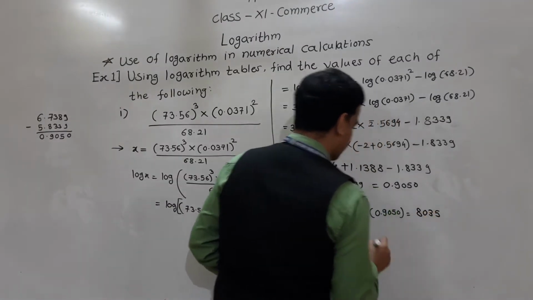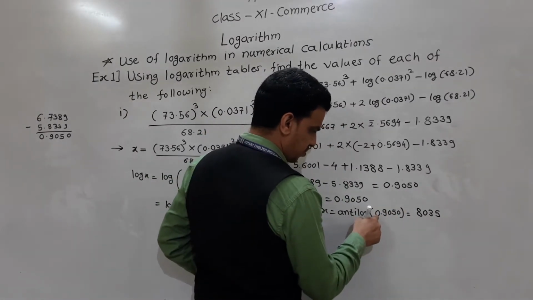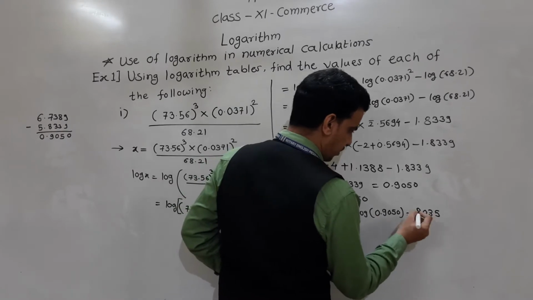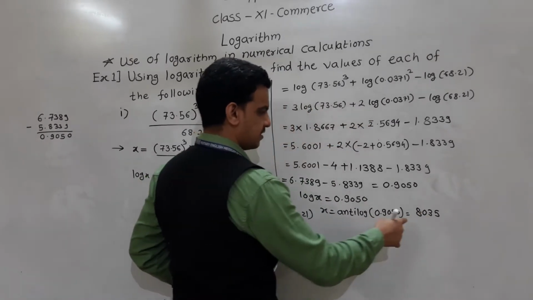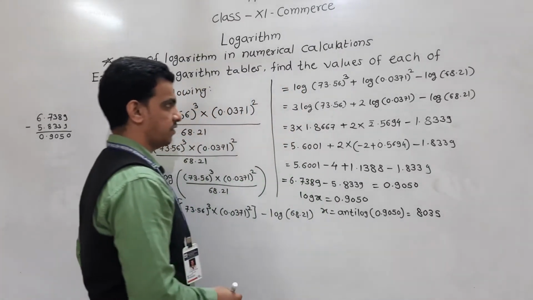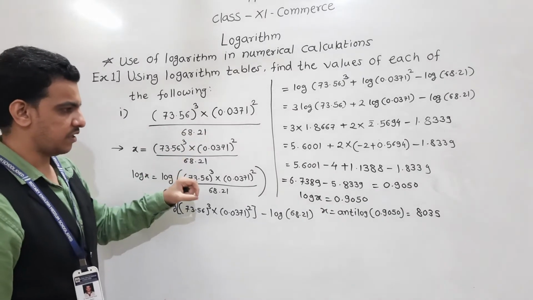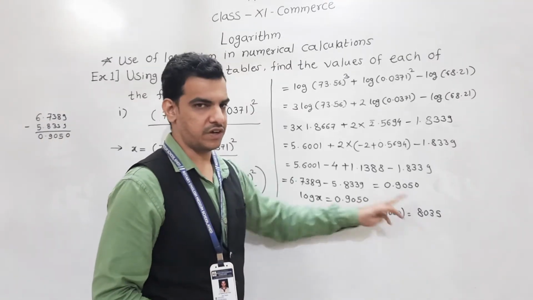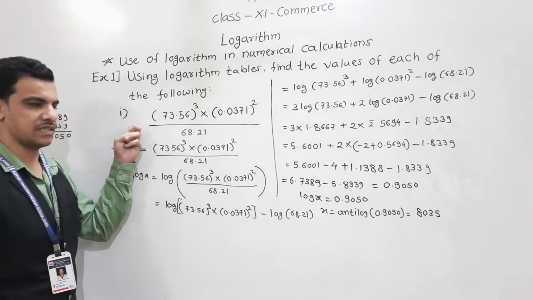And give the decimal point after 1 place, because your characteristic is 0. So 0 plus 1 is 1, and give the decimal point after 1 digit. So the answer is 8.035. Okay. So the answer of this number is 8.035. Understand this. Now we will take the second example.